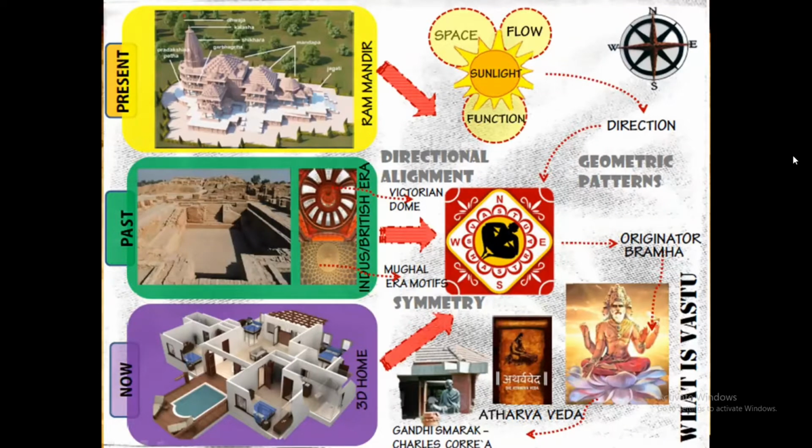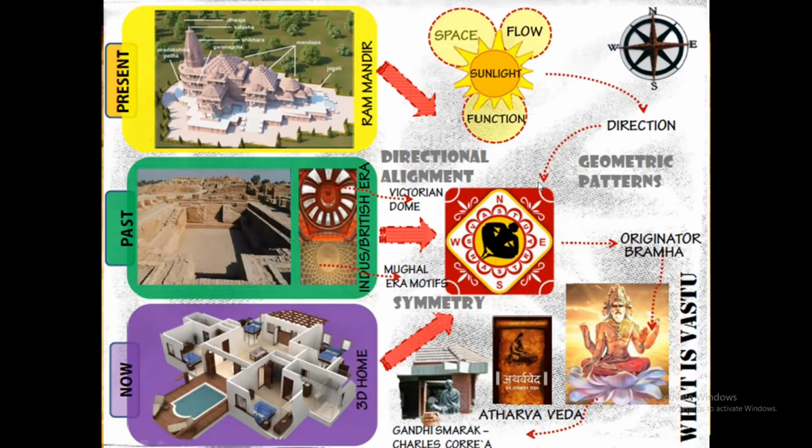So, what is Vastu? To understand this, first we must find the similarities between past, near present, and now. What do the Ram Mandir, the Indus Valley civilization structures, the British era domes, the Gandhi Smarak, and our present day homes have in common? All of them follow directional alignment, geometric and symmetric patterns. They take into consideration the sun's effects and positions, the magnetic field of the earth, and most importantly, the Panchabhutas or five elements. Thus, we can say Vastu lays down rules to effectively use these Panchabhutas.